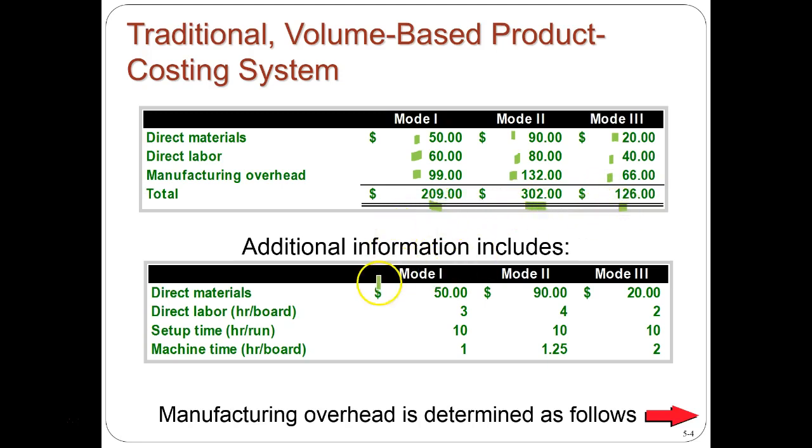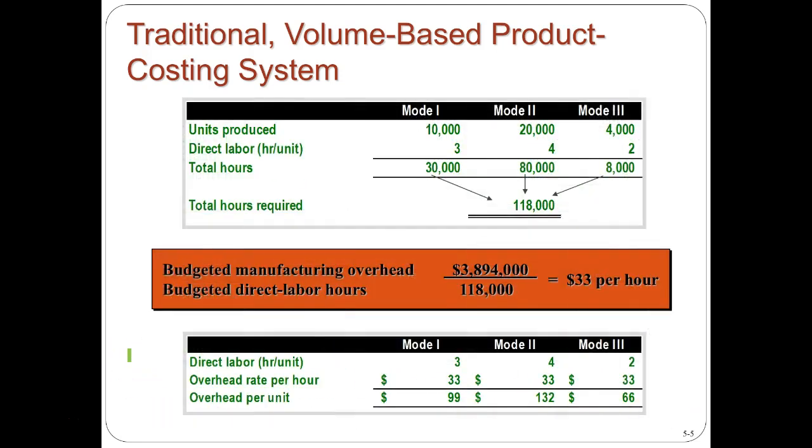And then we've got the traditional information, which includes additional information. We also have the direct materials, which is the same numbers here. We have direct labor hours, so now we're talking about hours, 3, 4, and 2. We have the setup time. This is the run time in hours, the 10, 10, and 10. And we have machine time, which is 1, 1.25, and 2. So remembering that data, let's take a look at how we are calculating the overhead.